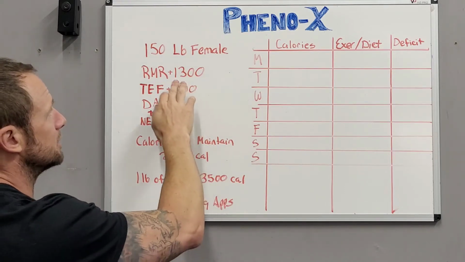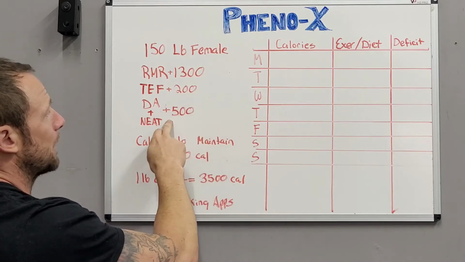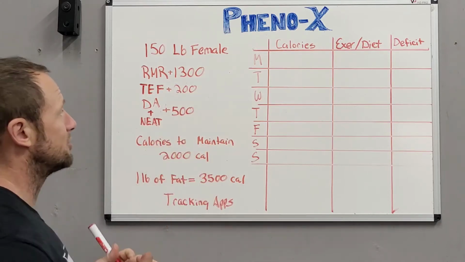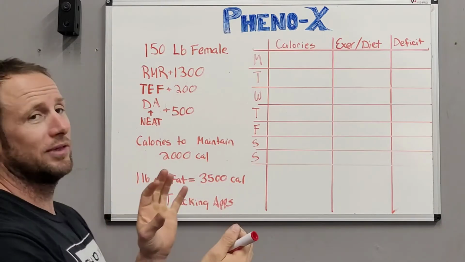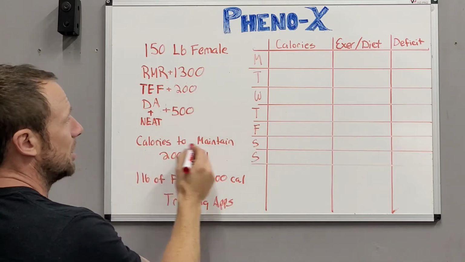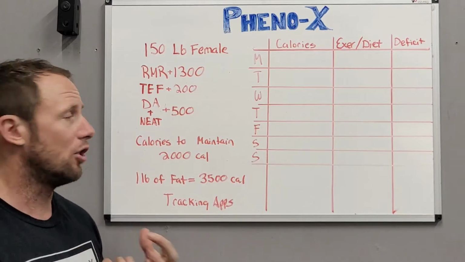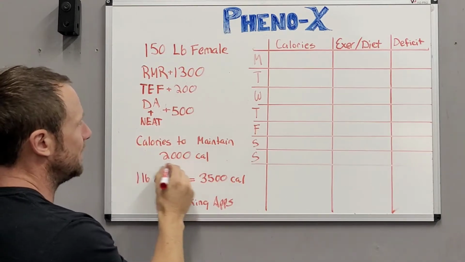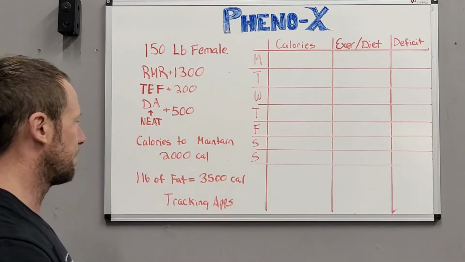So we're going to take these numbers: 1,300 plus 200, that's 1,500. We add 500, we're at 2,000 calories. So if you consume 2,000 calories within a day, on average, you're going to maintain your weight. But we're looking for weight loss. That's a really important piece to know, that you will maintain your weight at 2,000 calories.